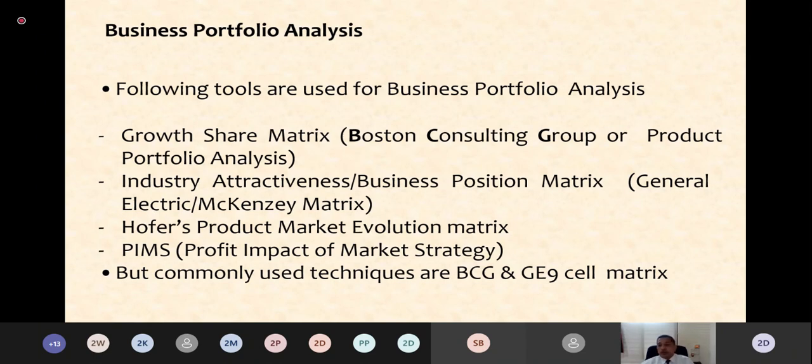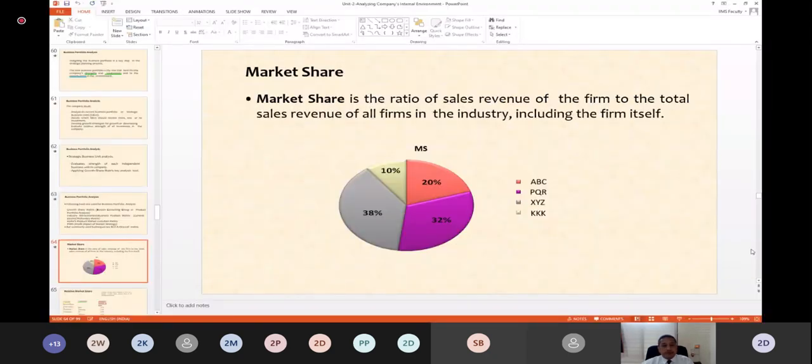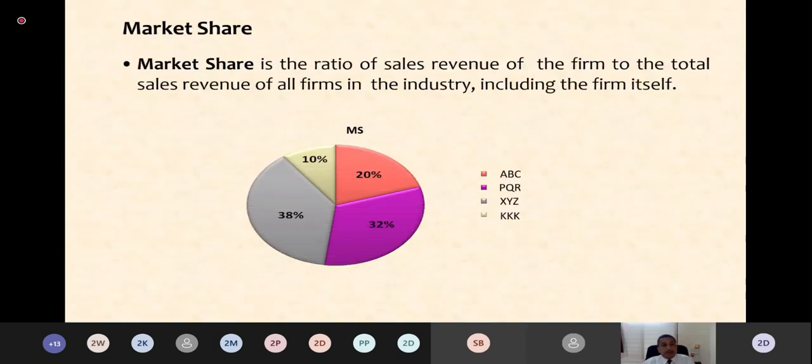So as I said, before going to these techniques of business portfolio analysis, we will understand these basic terms in detail so that our understanding of all those techniques will be better. Therefore, the first term which I want you to understand is market share.